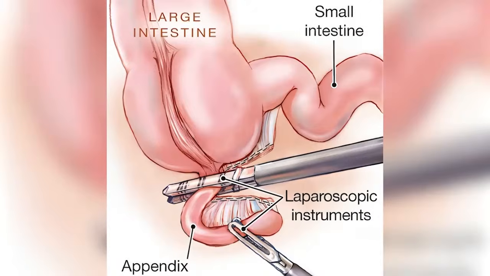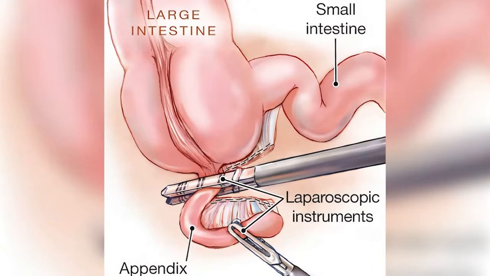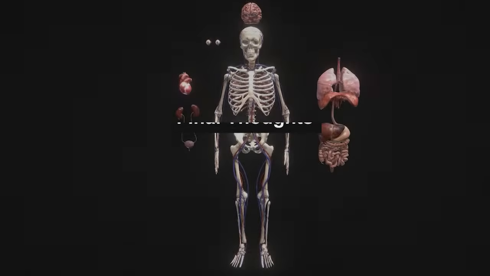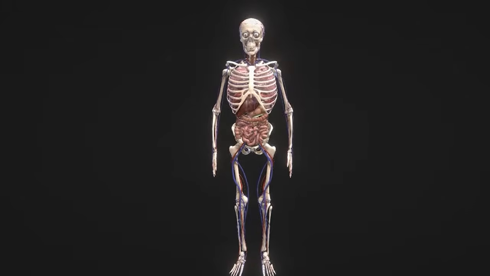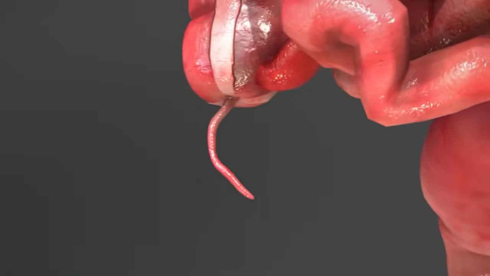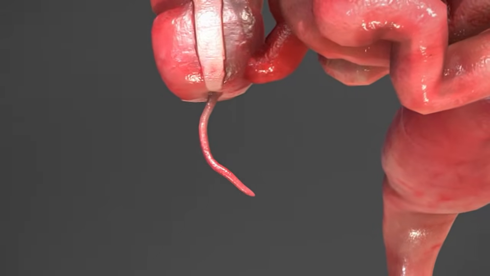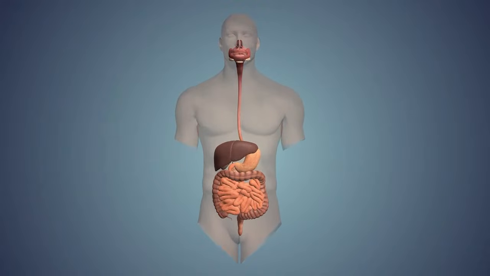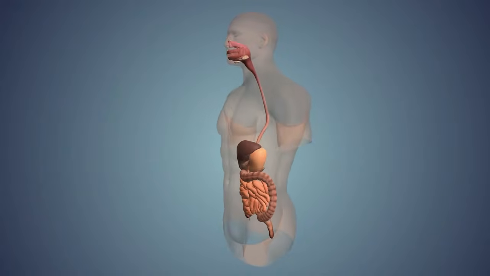Treatment usually involves removing the appendix through surgery, a procedure called an appendectomy. Final thoughts? In human anatomy, every part of the body has a story. The appendix may be small and often ignored, but it's not useless. It helps protect and support our digestive and immune systems, especially in ways we didn't fully understand until recently.